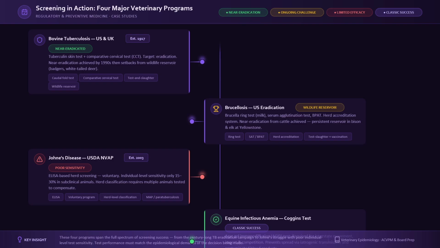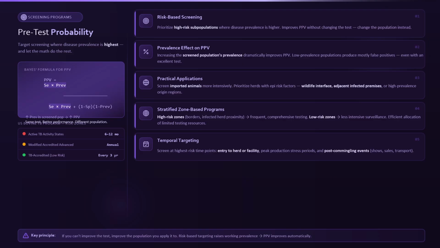So let's talk about risk-based screening, how to raise your odds before the sample even reaches the lab. It's one of the most powerful and underappreciated ideas in screening. If you can't make your tests better, make your population better. Risk-based screening means pointing the same test at the animals most likely to be infected, and the math rewards you for it. Start with the core idea. PPV depends on prevalence, and prevalence isn't fixed. It depends on which animals you choose to test.